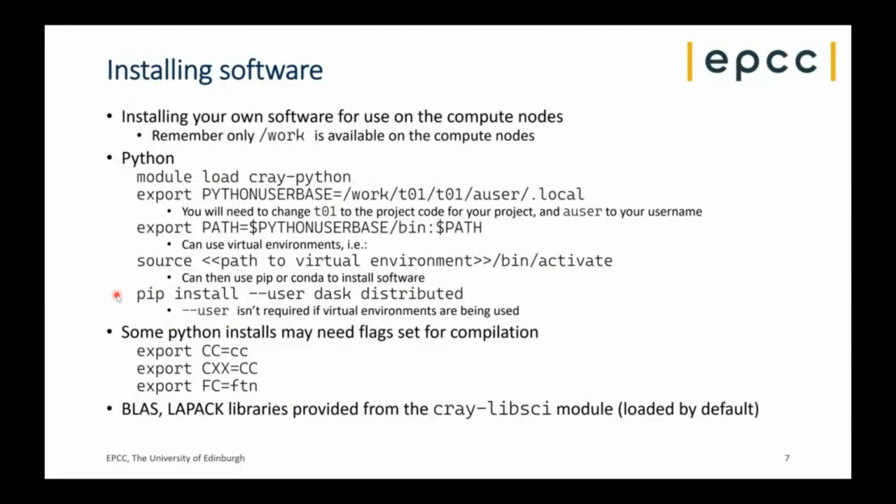Some Python installs, even using things like pip or conda, will need for you to set the compiler variables to pick up the correct compilers. And you can do this by using these export commands down here. So tell it what the compiler names are.